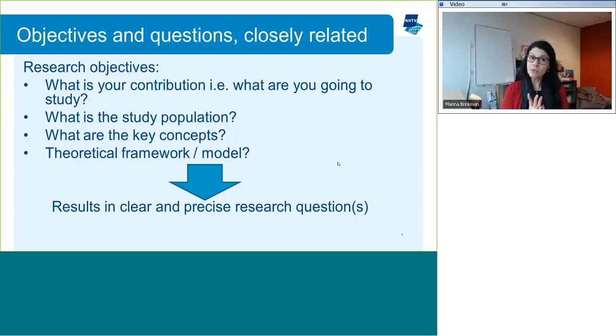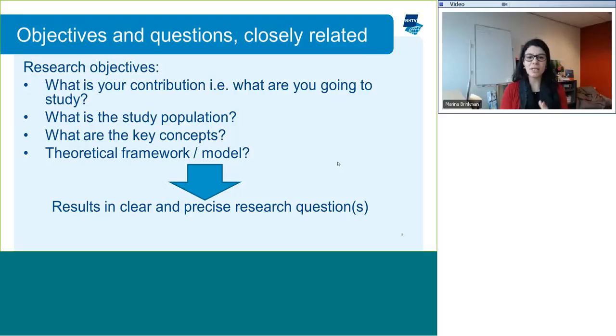When you think of your objectives, you can, for instance, also think of what you are going to study exactly. Who are you going to study? What is the key concept in your study? Like, for instance, is it the needs and the wants of a specific generation? Is it the factors influencing decision-making process? Is it efficiency of meetings?